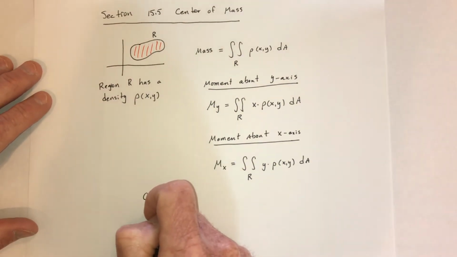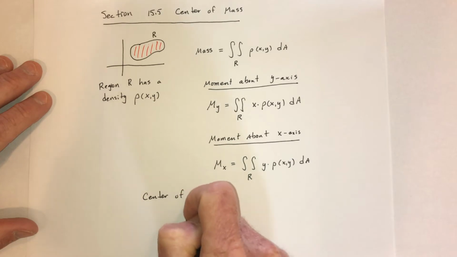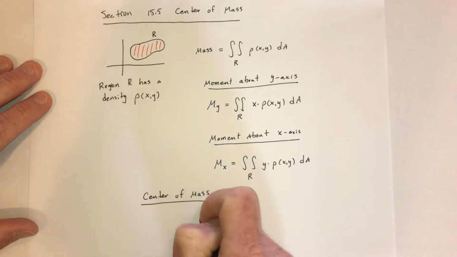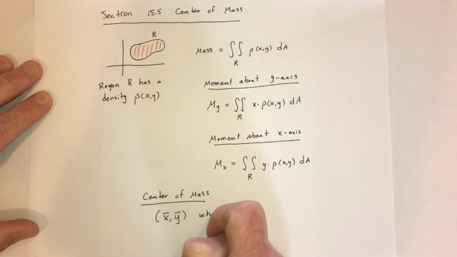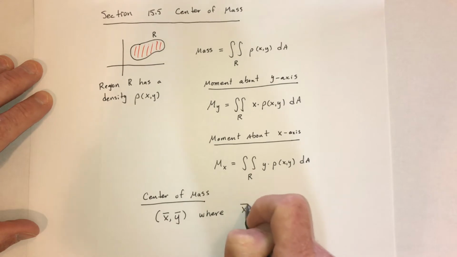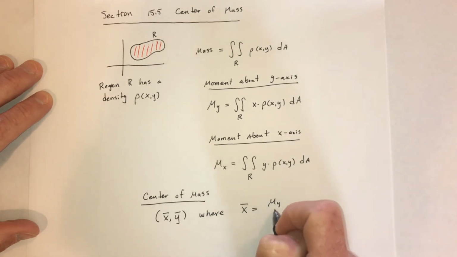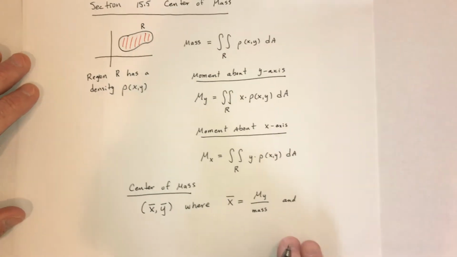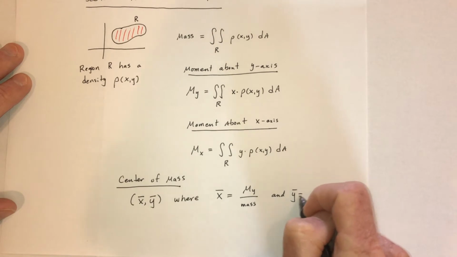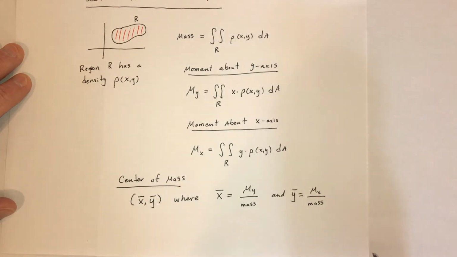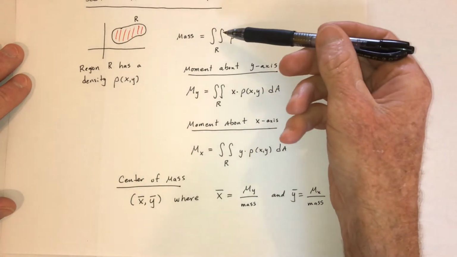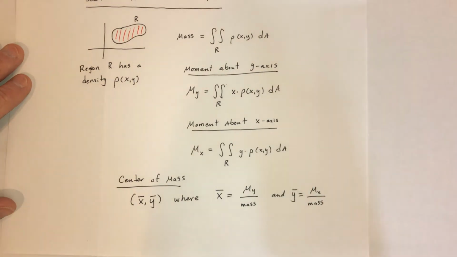And then for the center of mass, that's going to be the point x bar comma y bar, where x bar is equal to my divided by the total mass, and y bar is going to be mx divided by the total mass. So the best part of this whole thing is, for each problem, we get to do 3 triple integrals. Sweet.